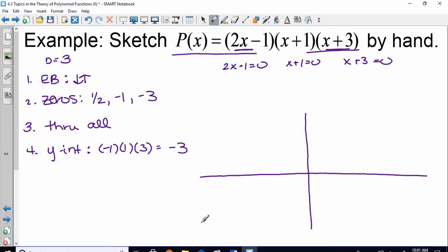So my end behavior is down up. That means it should start down here and end up here. Zeros are where you hit the x-axis, so I need to plot those. So I hit my x-axis at positive 1/2, negative 1, and negative 3. Y-intercept is negative 3, so we hit the y-axis at negative 3.